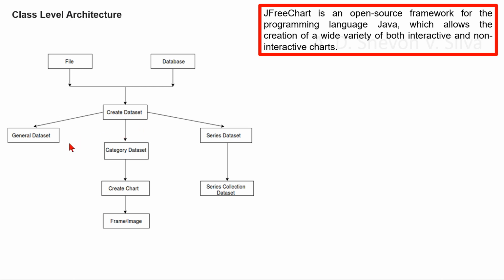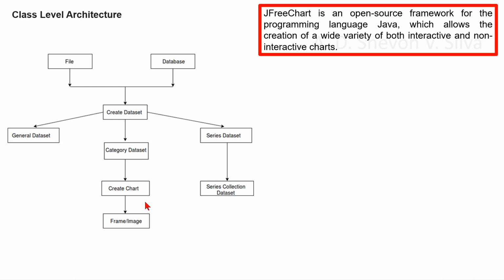General dataset is a type of dataset which is used to create pie charts. Category dataset is a type of dataset which is widely used for bar charts, line charts, etc. Series dataset is a type of dataset which is used for storing series of data and construct line charts. Series collection datasets represent the various categories of series datasets that are added to the series collection dataset. This type of dataset is used for XY line charts.